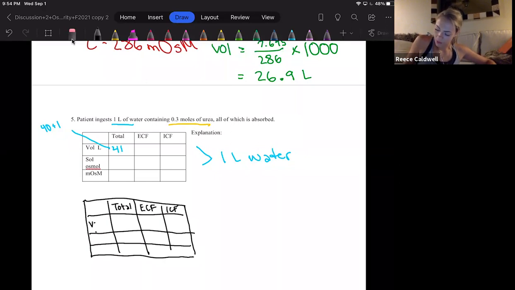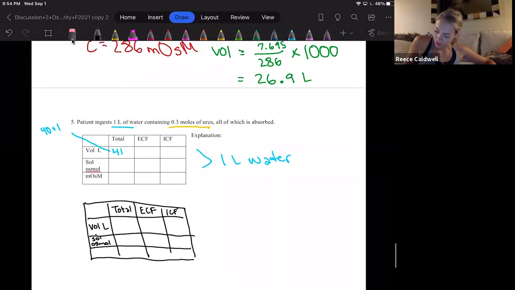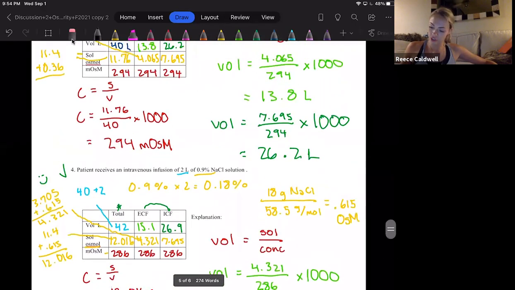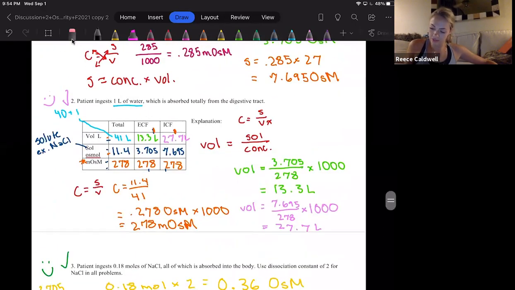All right, so here we have that total, ECF, ICF. Here we have volume in liters. Here we have solute in osmoles. And then lastly, we have our osmolarity in milliosmoles. So since we're just looking at that 1 liter of water, we can go back to number 2 and completely fill that in.